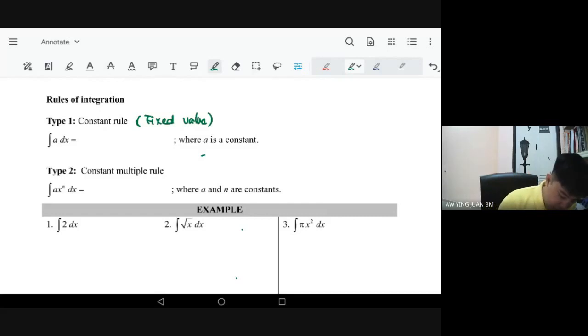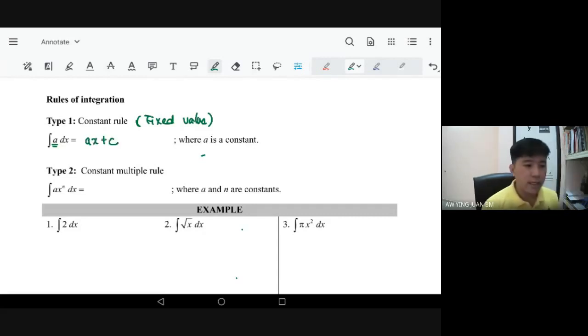So, kalau you tengok sini, A is a constant. So, jawapan saya adalah AX plus C. Boleh kot? So, itu adalah yang pertama. Maknanya, lain kali you jumpa constant, inilah jawapan dia. AX plus C.